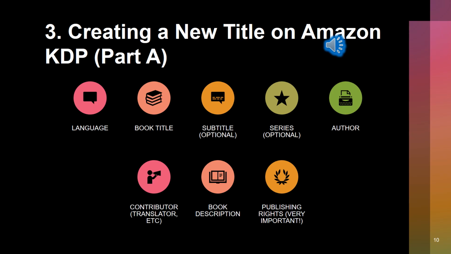So on slide 10 right now, which says creating a new title on Amazon KDP Part A, essentially, these are the headings you're going to see one after the other on your page. So by the time you click create paperback, you should see language, book title, subtitle, series, author, name, translator, book description, and publishing rights. So all of these will be on your screen. We're going to go through them one by one.